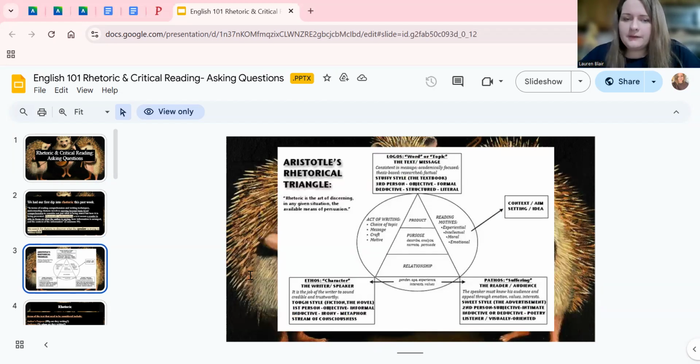I added an infographic in to help unpack the rhetorical triangle. These are the building blocks of persuasive speaking. We have logos up here, and then there's pathos and ethos. Logos is an appeal to logic. If you see here, consistent in message, academically focused, thesis-based, research, factual. You're appealing to the reasoning capabilities of the person you're communicating with. So you're appealing to logic when you use logos.